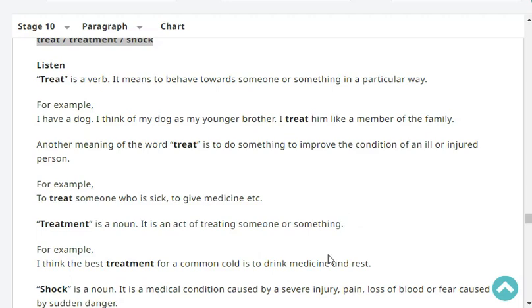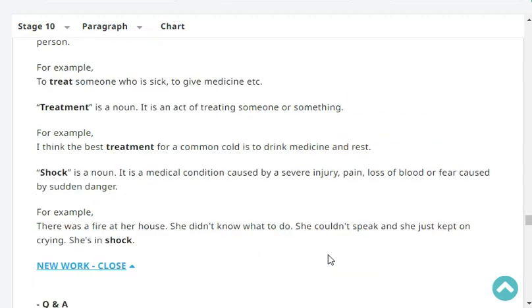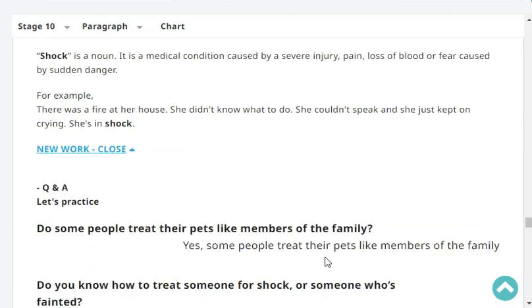Treatment is a noun. It is an act of treating someone or something. For example, I think the best treatment for a common cold is to take medicine and rest. Shock is a noun. It is a medical condition caused by a severe injury, severe pain, loss of blood, or fear caused by sudden danger. For example, there was a fire at her house. She didn't know what to do. She couldn't speak and she just kept on crying. She's in shock.